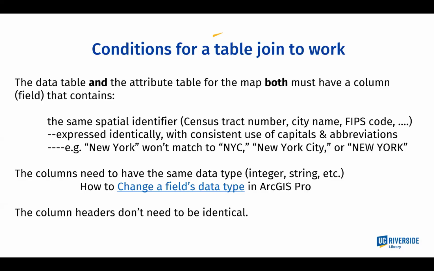Also, for the geographic identifier column, the data type has to be the same in both the attribute table and the data table that you're uploading. Again, if you need to make a change and you want to do it in the GIS, I have a link there for how you go about doing that. It's pretty straightforward in ArcGIS Pro. But the good news is that you don't have to make the column headers identical. You can tell the GIS that in this table it's called this, and in this other table it's called something different, but those are the columns that I want you to use to do this table join.